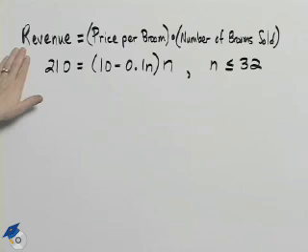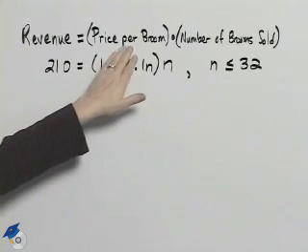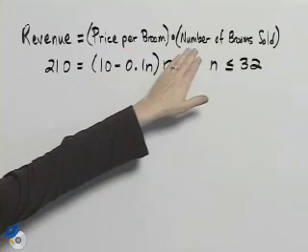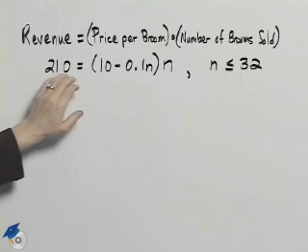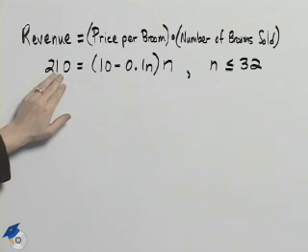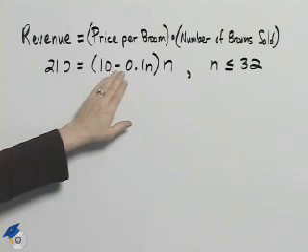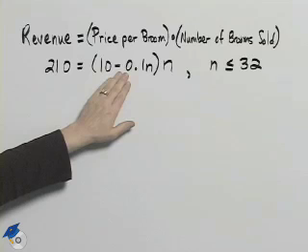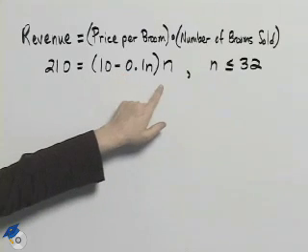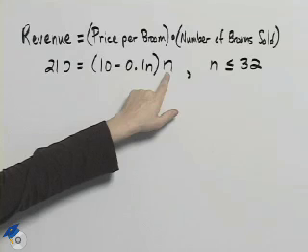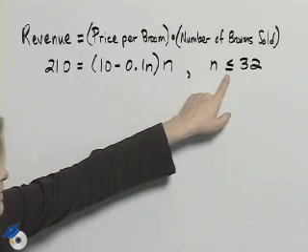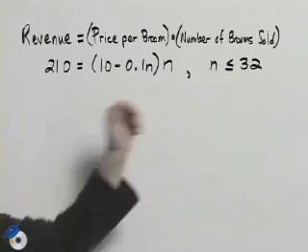I know that revenue is equal to the price per broom times the number of brooms sold. We're given that the revenue has to be $210. We're also given that the price per broom is 10 minus 1/10 n. The number of brooms is n. We're also given that the number of brooms sold has to be less than or equal to 32.